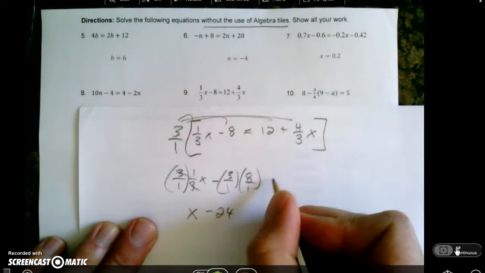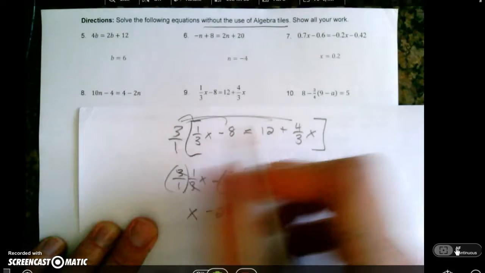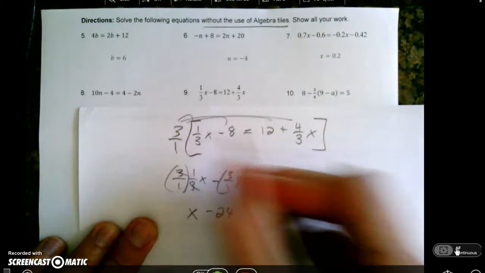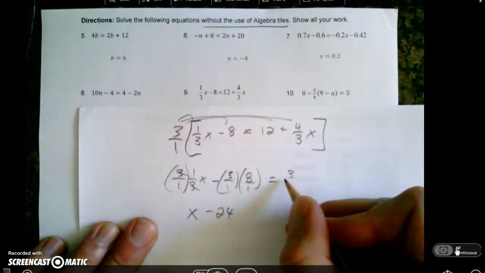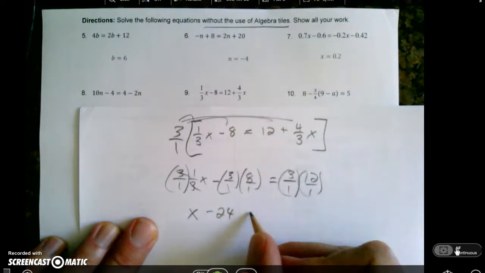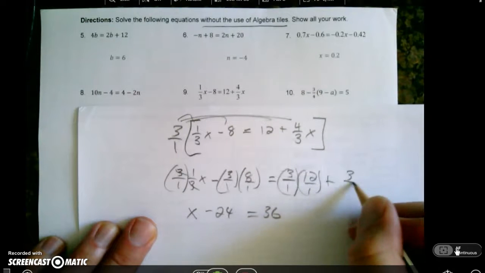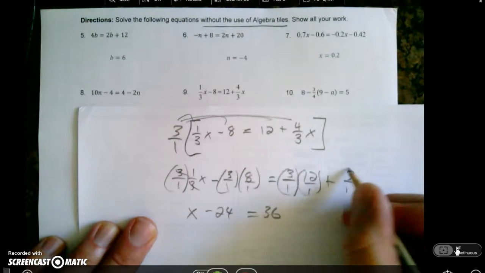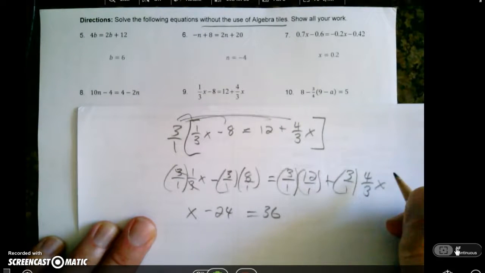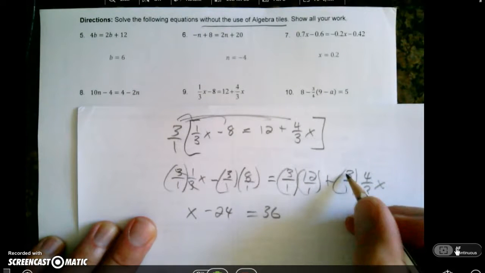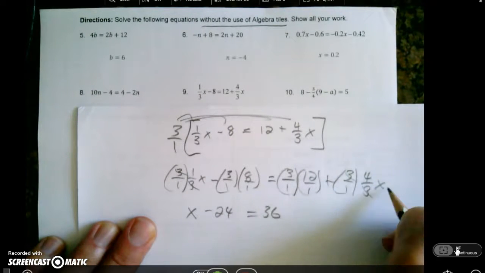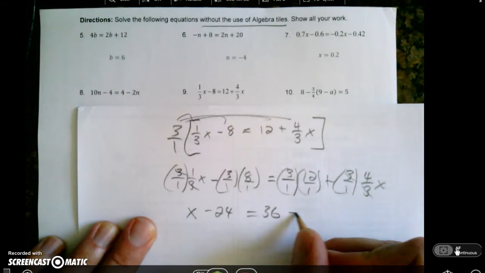Equals, again, I don't really need to show it, but it's 3 over 1 times 12 over 1. It's really just 3 times 12 is 36. Plus 3 over 1 times 4 over 3x. The whole point of this is so these cancel, and clearly you got 4 over 1 times x is really just 4x. Now I have variables on both sides.